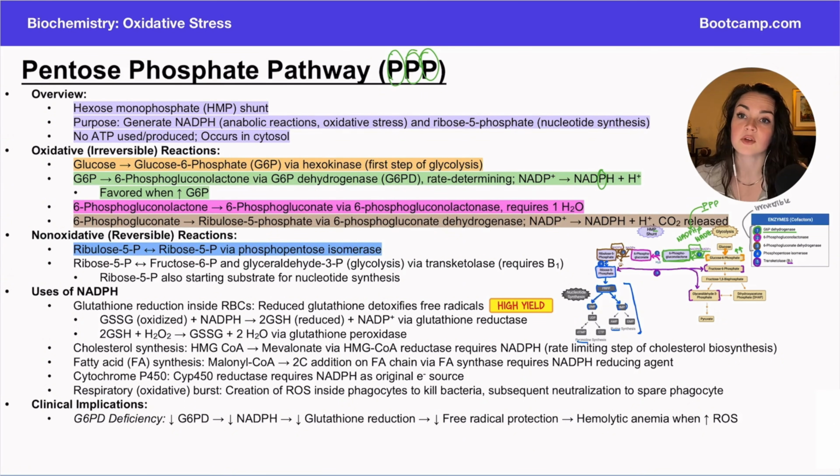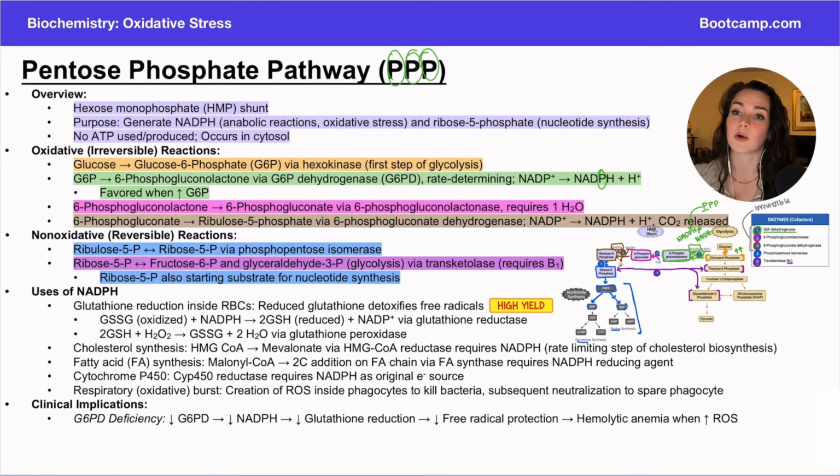So back to the outline, our first reversible reaction was turning ribulose 5-phosphate into ribose 5-phosphate via phosphopentose isomerase. Then we turn that ribose 5-phosphate into those two glycolytic intermediates, G3P and fructose 6-phosphate, via that enzyme transketolase, and that had a vitamin B1 cofactor. And we said that ribose 5-phosphate was also a starting substrate for nucleotide synthesis, everybody's favorite topic.